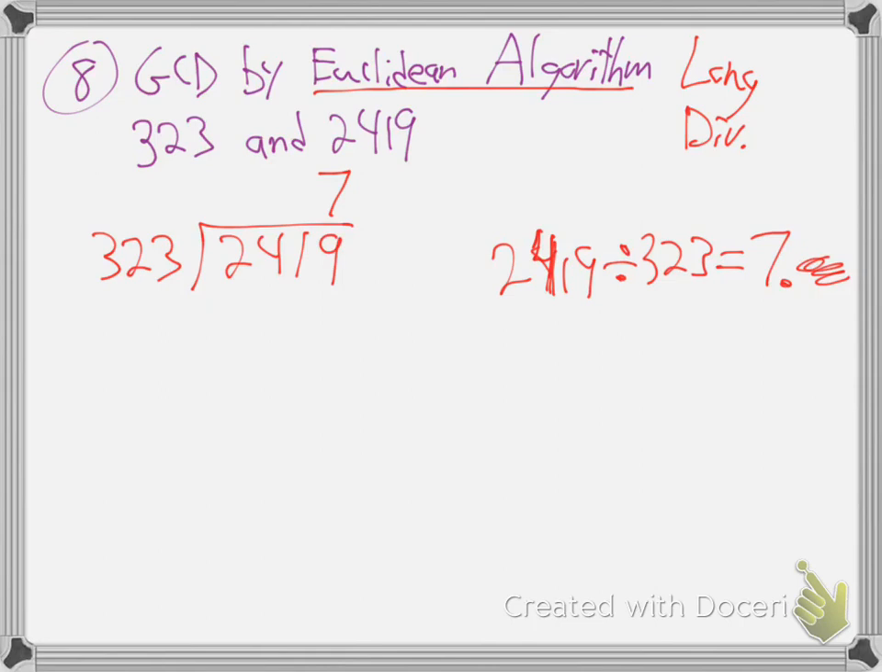I'll write all this out in a minute. You just take the whole number, the 7, and that's going to get you started on your long division. Now, take 7 with your calculator again, and take 7 times 323. What is that?